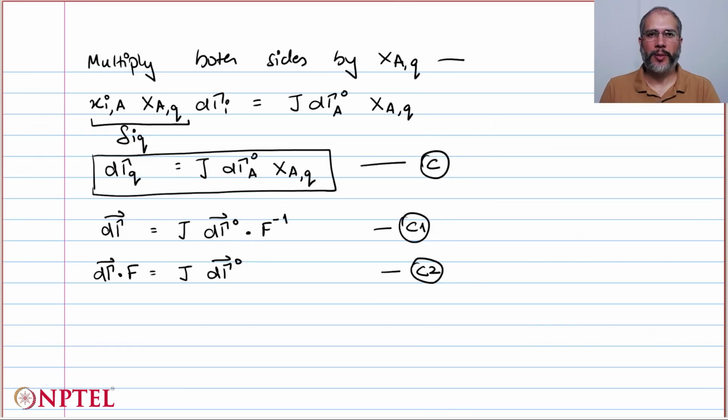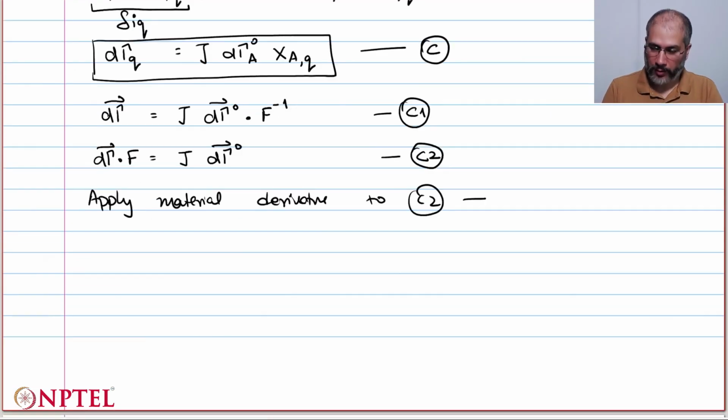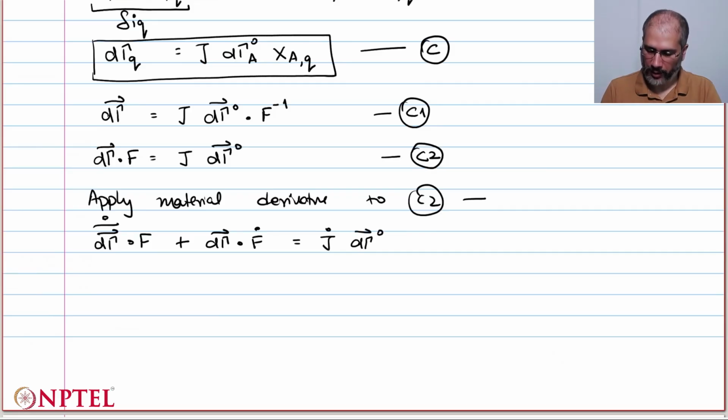And now that we have an expression for dΓ in terms of dΓ_0, we will apply a material derivative to it. So when we apply the material derivative to C2, this is what we get. So first we have a dΓ dot, dotted with an F. Then we have a dΓ vector dotted with an F dot. And this is equal to the material derivative of J times dΓ_0. Again, whatever's in the undeformed configuration is not a function of time, so the material derivative of that is a 0.